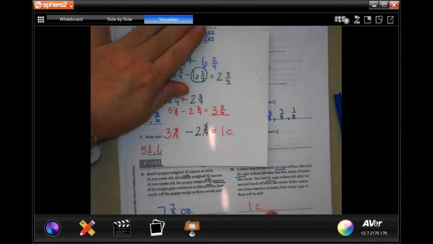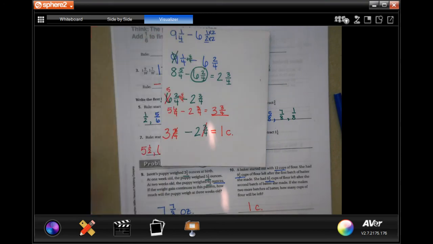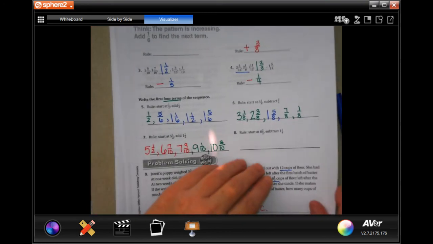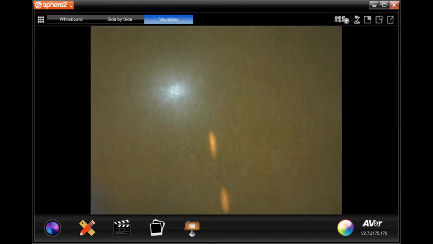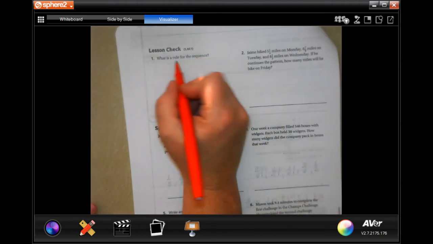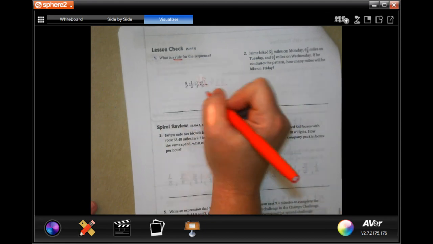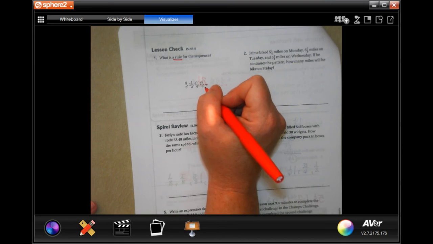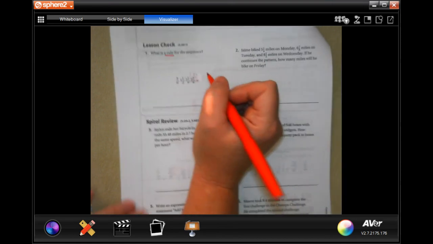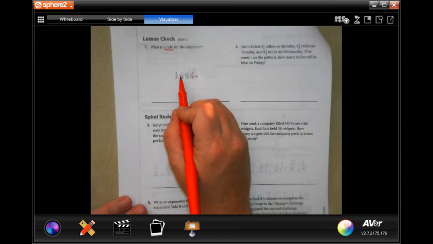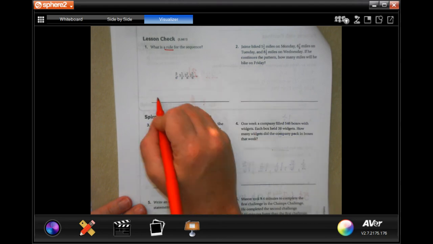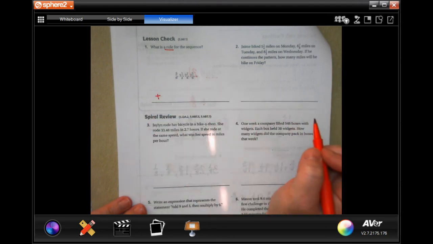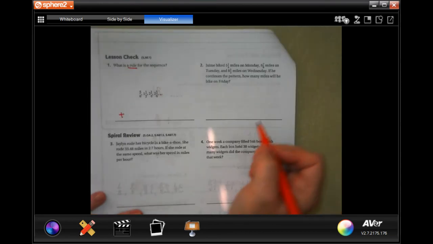Okay, write your work down, guys. All right, we're going to go over to the back. You guys are going to do the lesson check. This just wants to know the rule. You don't have to find the next one. Just use 2, subtract the smaller one from the bigger one, find the rule. I will give you a hint that the whole numbers are going up. So whatever it is going to be an addition. Plus how much?